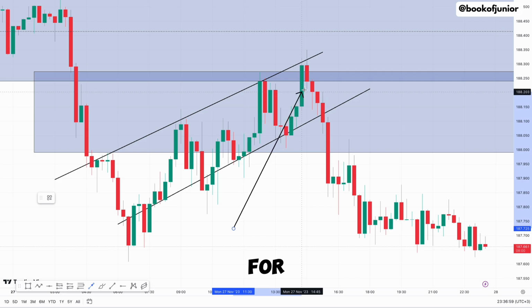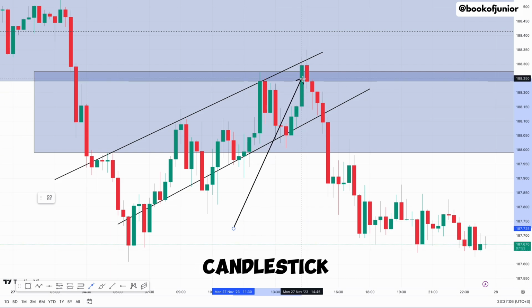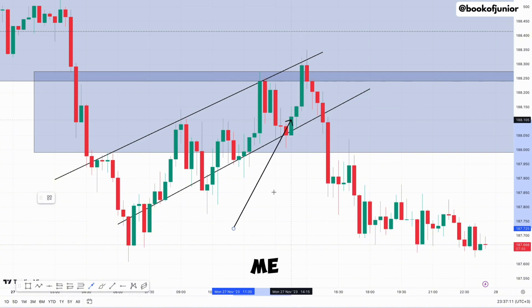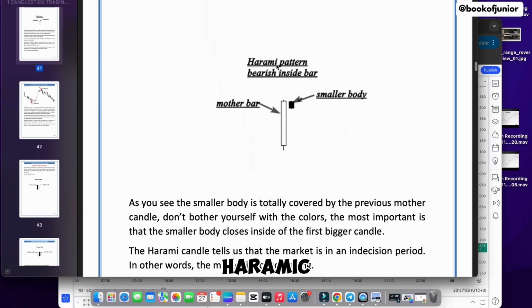So guys, for my confirmation on my 15 minute time frame, I had a bearish Harami candlestick pattern. It's a reversal candle to the downside. For those that don't know how it looks, let me show it to you in the candlestick Bible. Traders, you can see it's here, the Harami pattern.